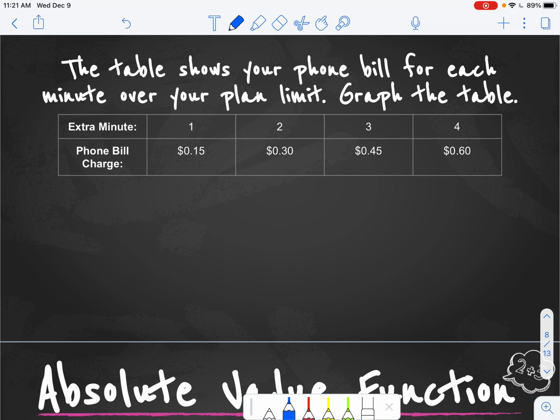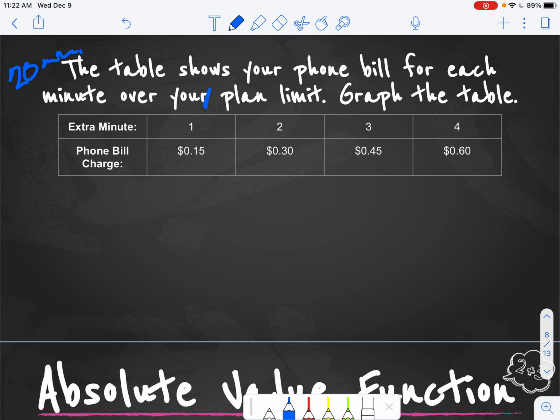The table shows your phone bill for each minute over your plan limit. Graph the table. So you guys might be too young to remember this, but there was a time in the world where there was not unlimited talk and text, which I don't even know what would happen if some people didn't have unlimited texting. They would go way over their phone limit all the time. So let's say we're looking at how much talk time you get, and let's say that your plan says, hey, you're paying X amount and you get 20 minutes of talk time per month.